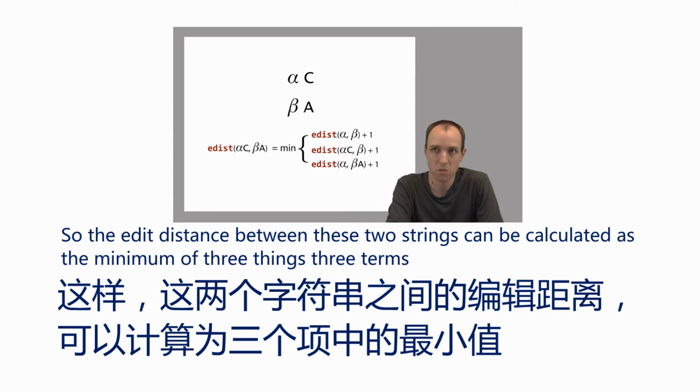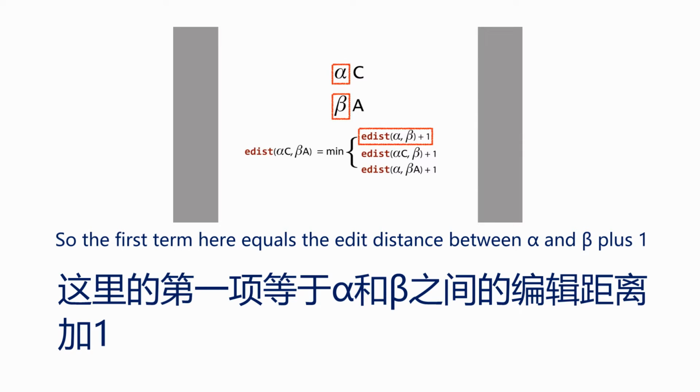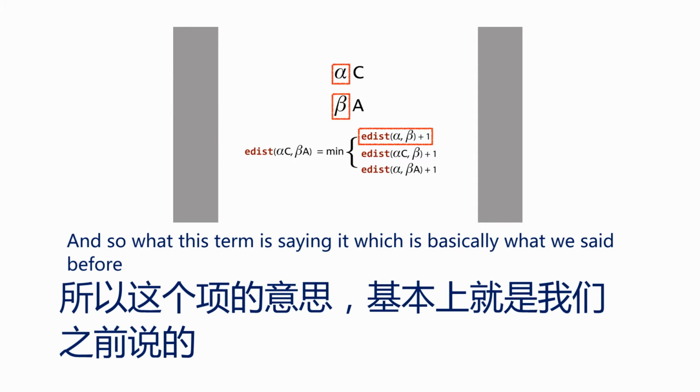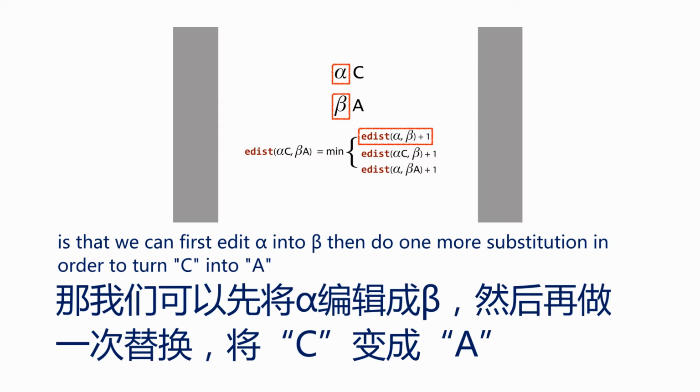So the edit distance between these two strings can be calculated as the minimum of three terms. Let's look at each of these terms. The first term equals the edit distance between alpha and beta plus 1. What this term is saying, which is basically what we said before, is that one way that we can edit the first string into the second string is that we can first edit alpha into beta, then do one more substitution in order to turn C into A.